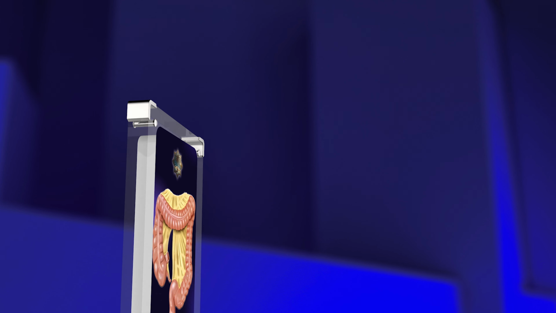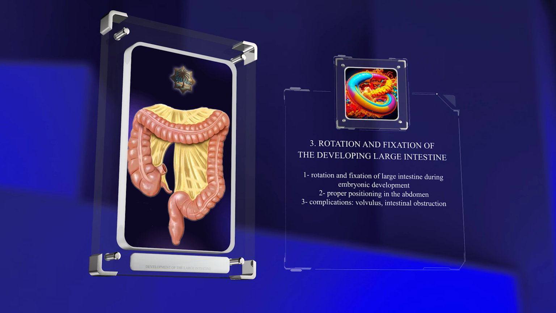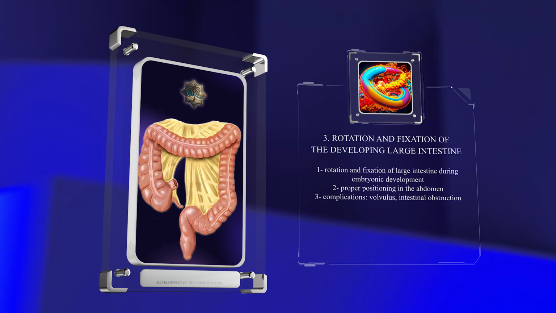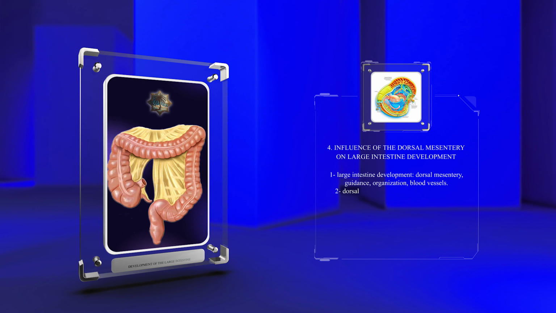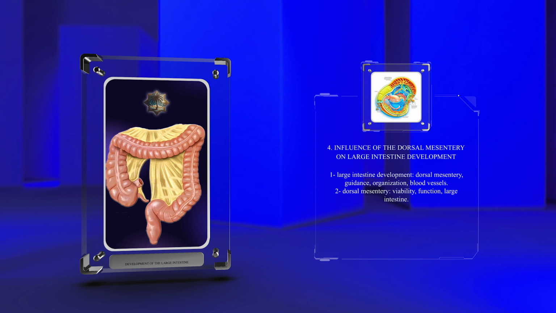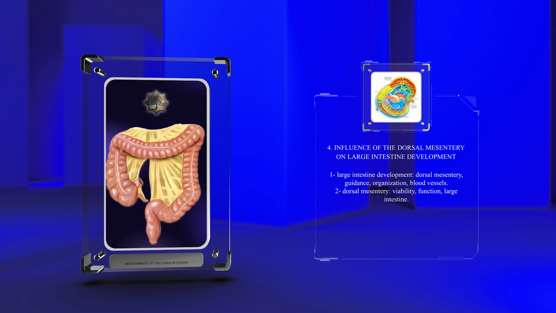The rotation and fixation of the large intestine during embryonic development ensure its proper positioning in the abdomen. Failure in these processes can cause complications like volvulus and intestinal obstruction. The development of the large intestine relies on the dorsal mesentery for guidance and organization. It also aids in the formation of blood vessels that supply the large intestine. Issues with the dorsal mesentery can affect the viability and function of the large intestine.